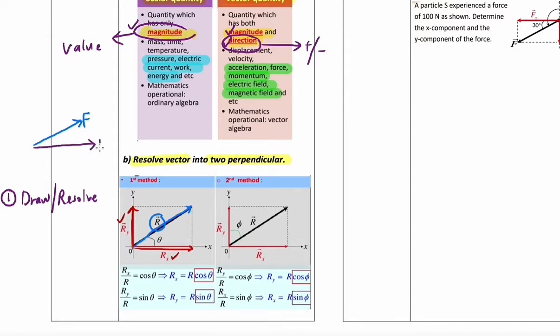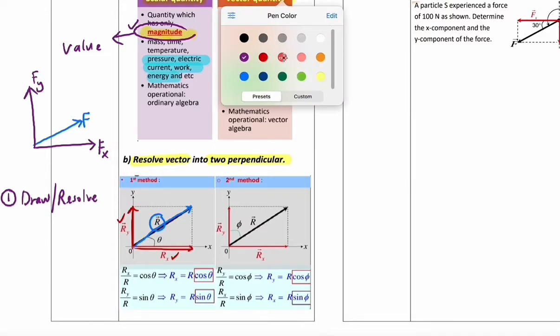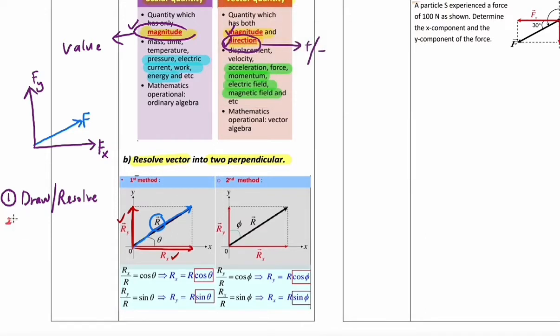So Fx would be in the x component and Fy would be in the y component. So that is the first step, which is draw and resolve. And then we move on to the second step. The second step is you should be able to check whether your x and y are positive or negative.